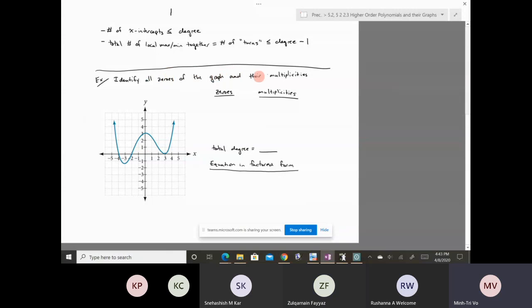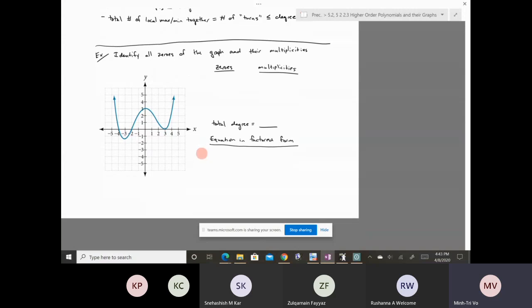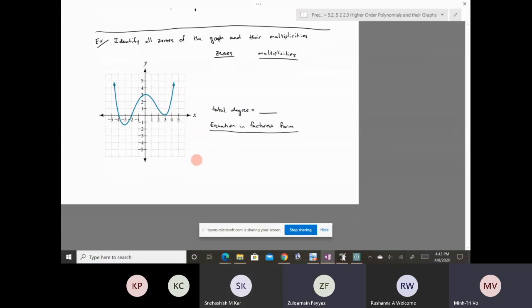So you identify the zeros and their multiplicities. You have 0 here, -4 here, -2, and 3. The multiplicities would be 1, 1, and 2, with a total degree of 4. The multiplicity here is 2 because the graph bounces off the intercept instead of going through it.